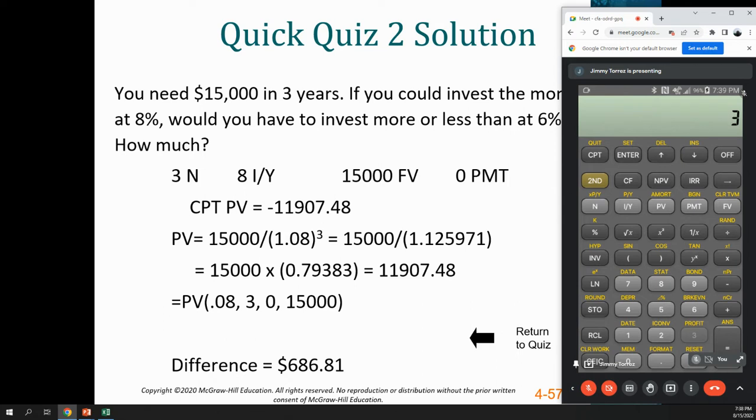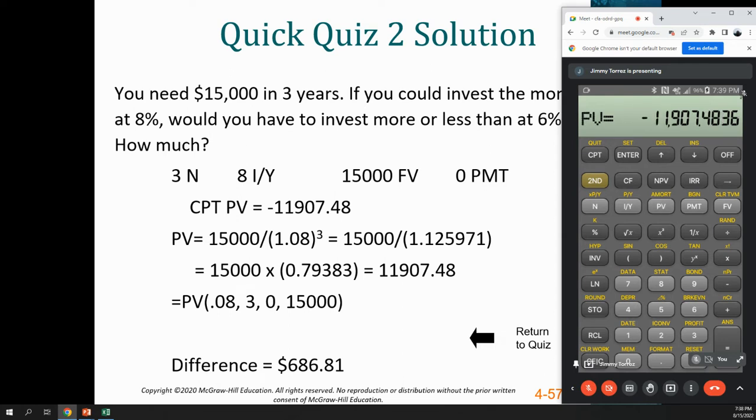So here, 3 and enter. In this case, the interest rate is no longer I over y, so I'm going to hit I and y, and then I hit enter. And guess what? Future value, I already have that entered. 0 is a payment. I can just go ahead and hit compute present value.